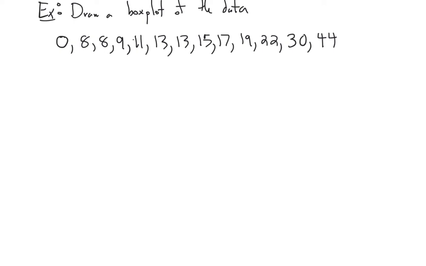Let's find the median first. We have 1, 2, 3, 4, 5, 6, 7, 8, 9, 10, 11, 12, 13 data points. So we need the one in the middle, the 7th. 13 plus 1 divided by 2 is 7. So 1, 2, 3, 4, 5, 6, 7. So that is our median.